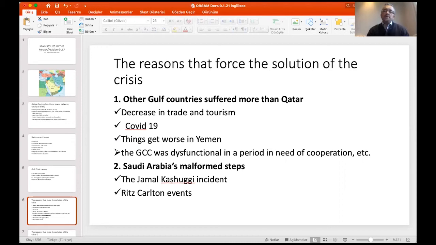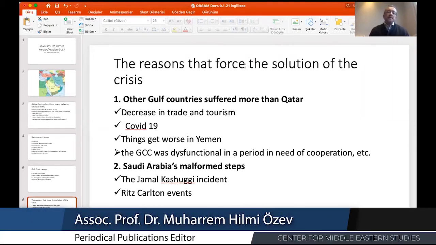after 2.5 years, 3.5 years later, we have seen that the blockade was unsuccessful, and Saudi Arabia and Qatar came to an agreement and signed some agreements to end the crisis. And then we can name some reasons that forced the solution of the Gulf crisis.